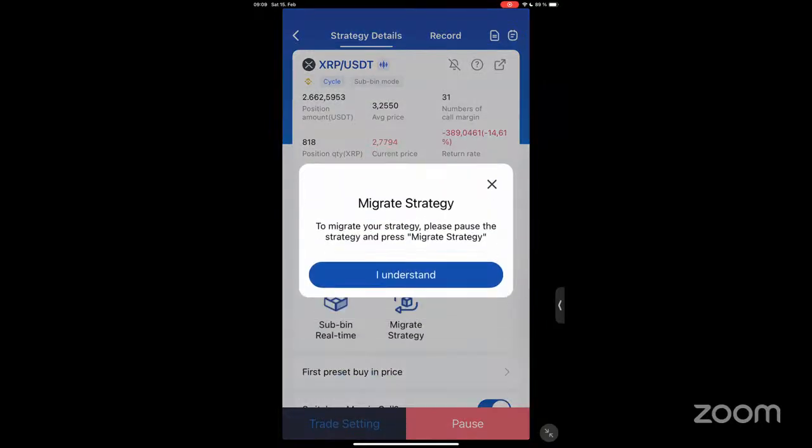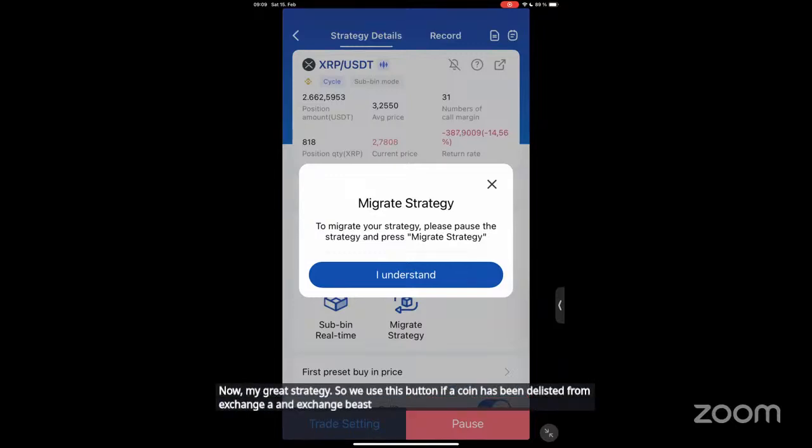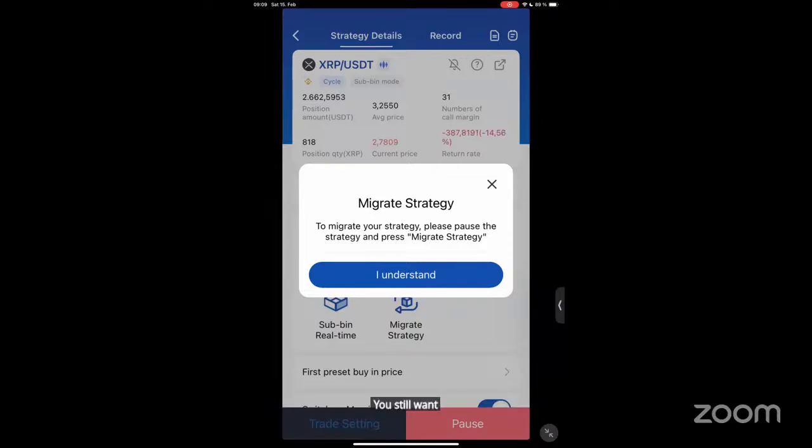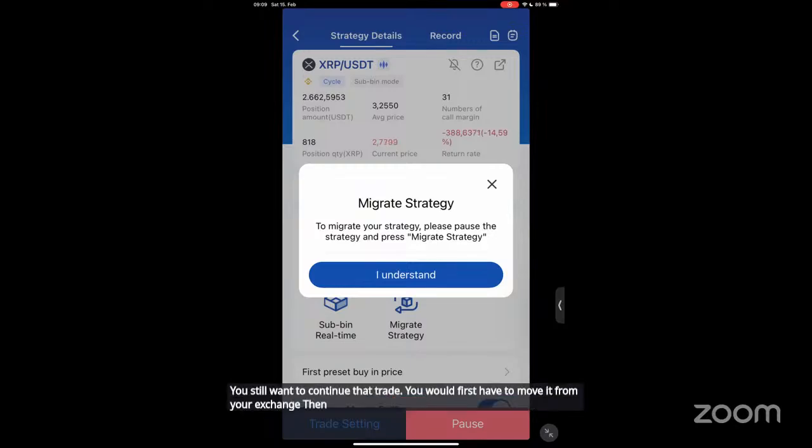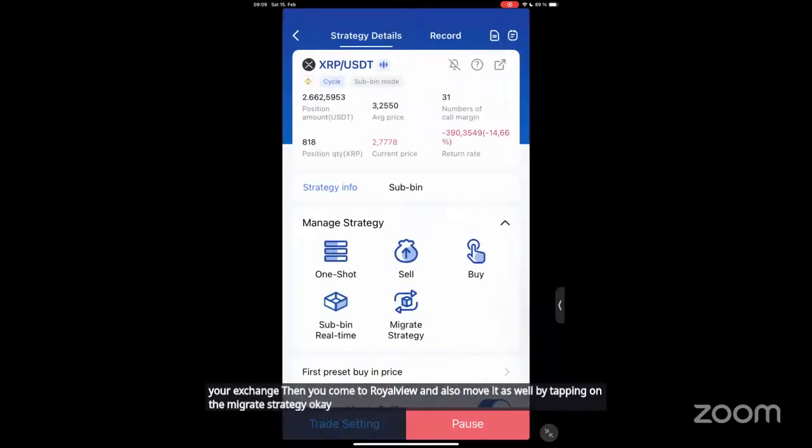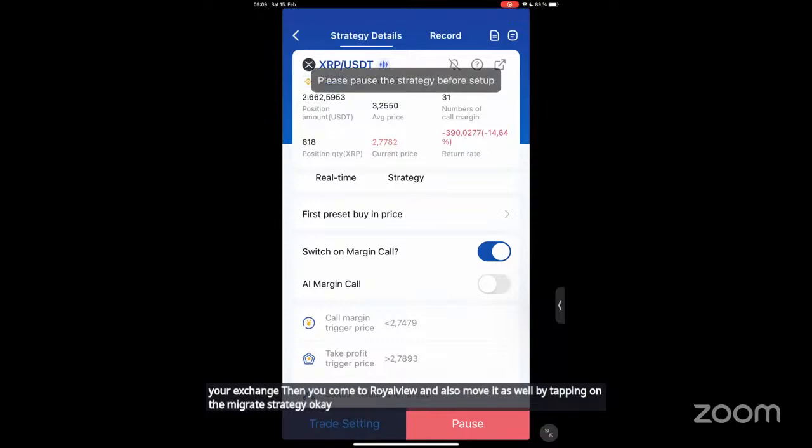Now, migrate strategy. We use this button if a coin has been delisted from exchange A and exchange B is having that coin, and you still want to continue the trade. You would first have to move it from your exchange. Then you come to Royalq and also move it by tapping on migrate strategy. All right. First, preset buying price.